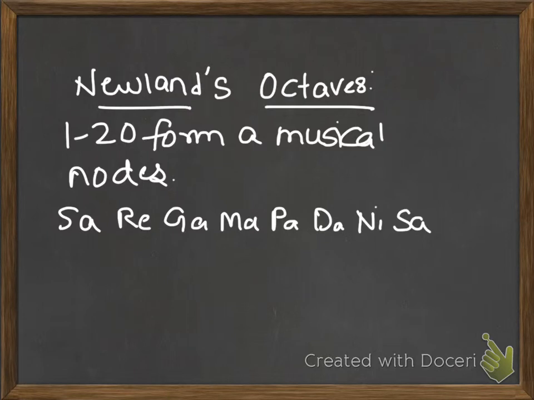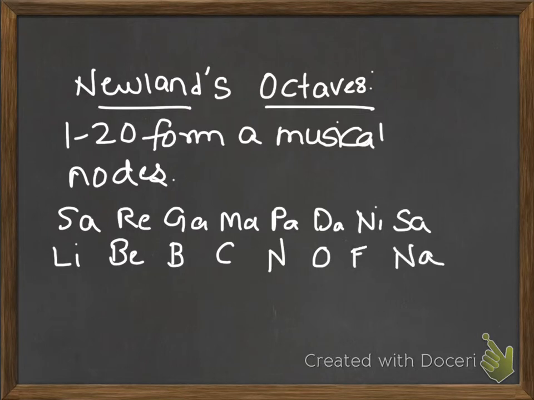Let's see how. Let's start from lithium. Lithium, beryllium, boron, carbon, nitrogen, oxygen, fluorine, sodium. The reason I wrote sodium is that during Newlands' period no noble gases had been discovered, so they would go directly to sodium after the halogen is completed. So you can see lithium and sodium are of the same group and have the same chemical properties.